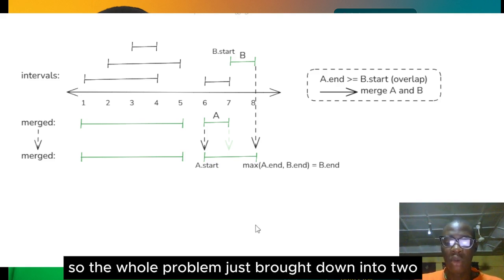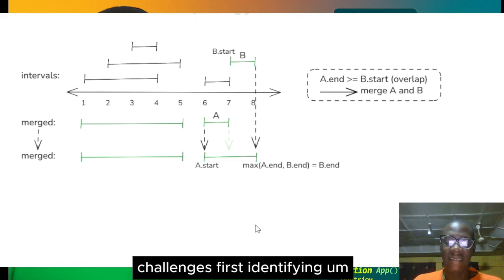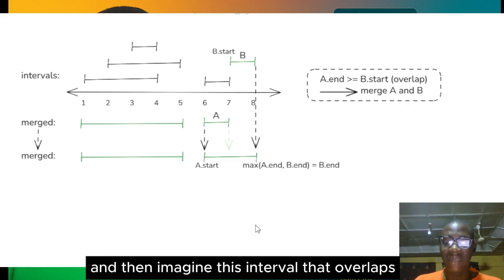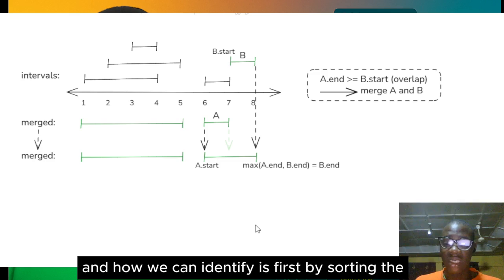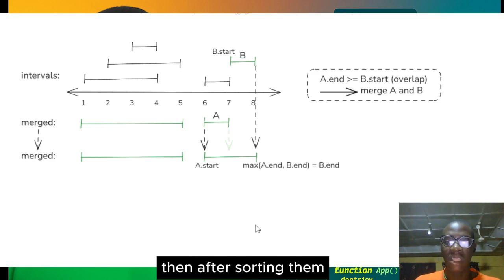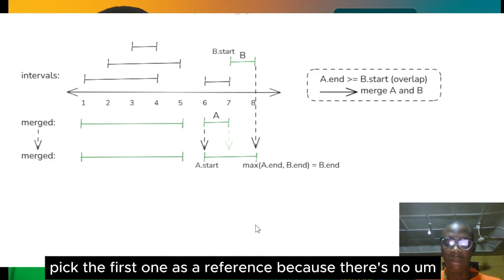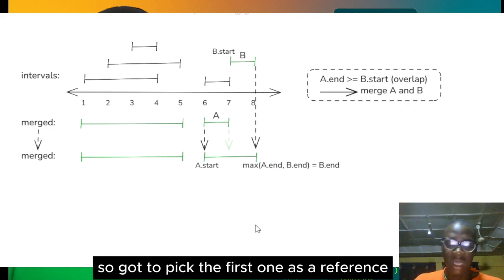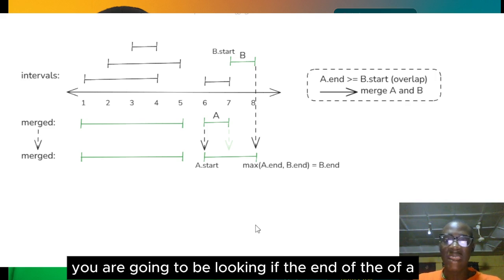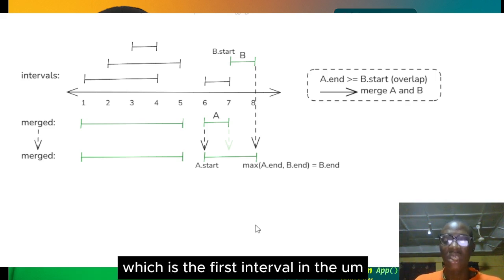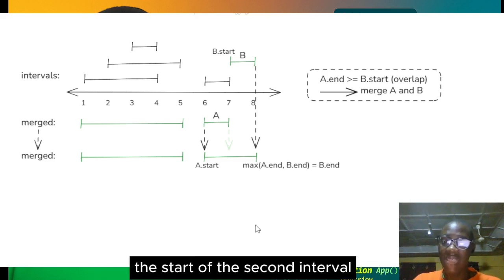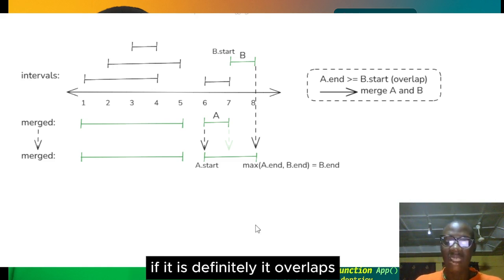The whole problem just boiled down to two challenges: first, identifying which intervals overlap, and then merging the intervals that overlap. We identify them first by sorting the input array of intervals, then after sorting, picking the first one as a reference, because there's no interval before the first one. Then from the second one, we look at whether the end of a, which is the first interval in the merge, is greater than or equal to the start of the second interval. If it is, definitely it overlaps.